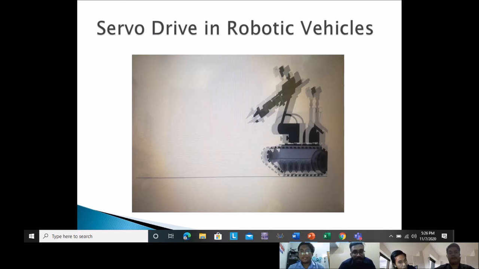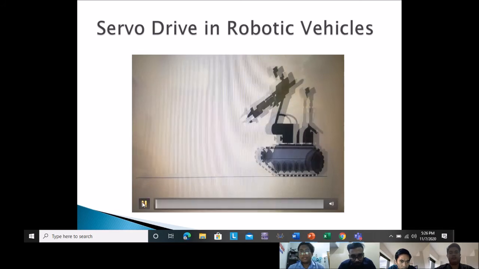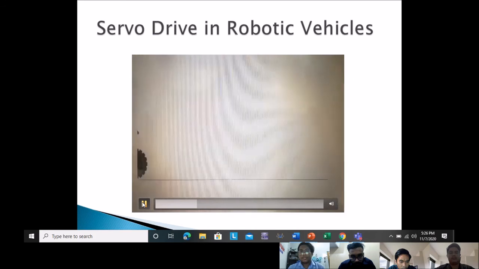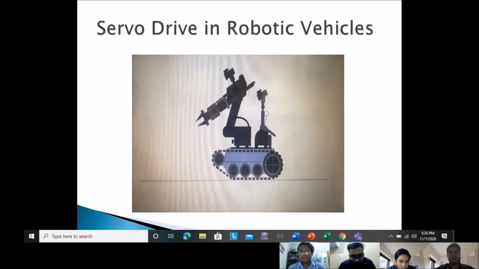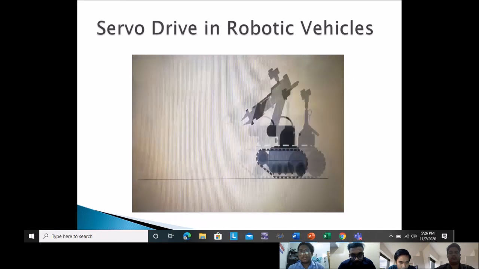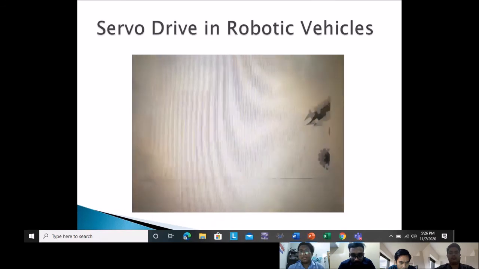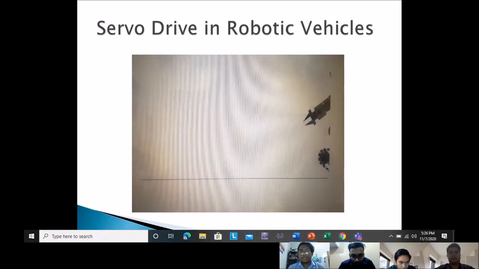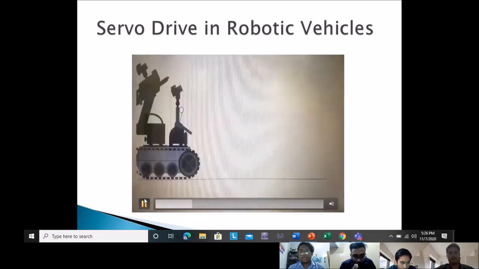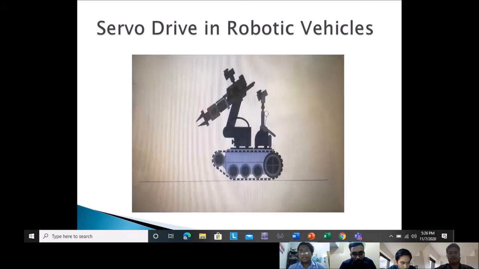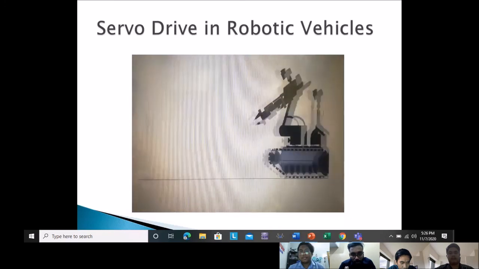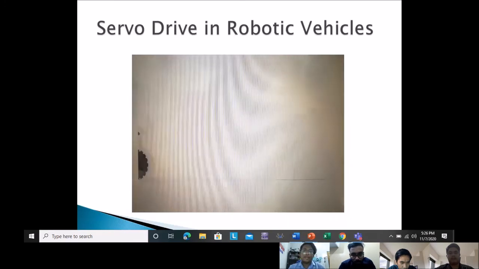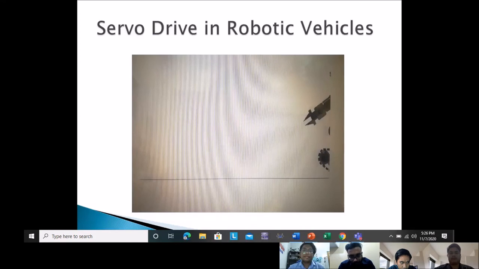It's the servo drive in robotic vehicles. You can see the video. Okay, from the video we can see the vehicle is moving, then stops at one place, and then continues moving. So it will continue, stop, and continue. So we go to the explanation part.